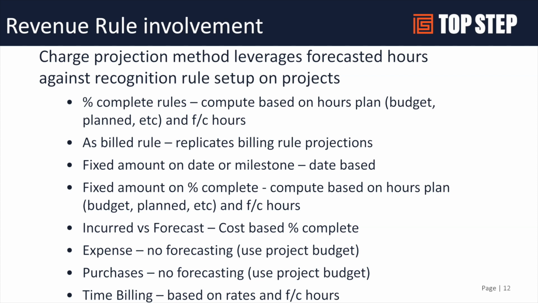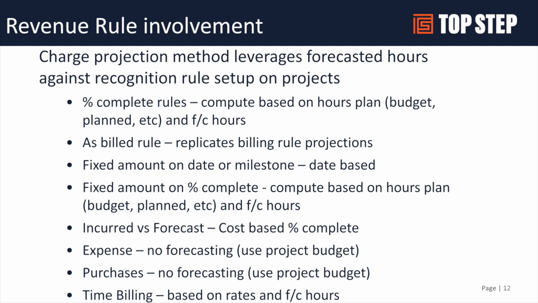And then fixed fee on percent complete, similar to the other percent complete, is going to calculate what percent complete is going to hit a certain period, and it'll generate that fixed fee amount in that future period when it expects the percent to meet that criteria.